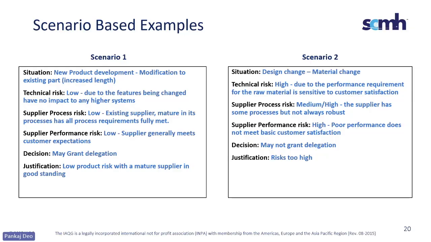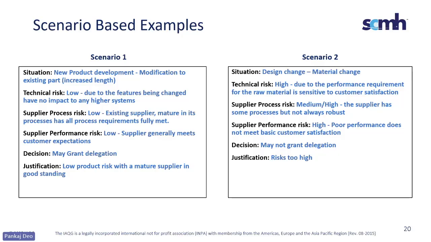Another example: if there's a design change, but this time they are not only changing one of the characteristics, they're changing the material. The customer's engineering team rates it as high risk because there are specific performance requirements expected from the raw material, and it is very sensitive to customer satisfaction. So the technical team rates it as high risk, and the supplier process and supplier performance team also rate the supplier as high or medium-high risk.